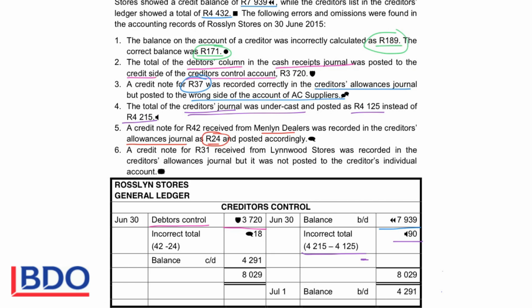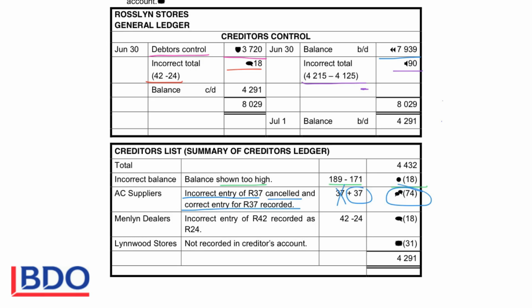This credit note should be recorded on the debit side. It was supposed to be 42, it's only 24, so this amount on the debit side should increase with 18 rand. Then we will also show in the account of Menlyn Dealers that we will subtract the two figures. It was a credit note that was supposed to be recorded on the debit side. It was posted too little, so it means that the creditors account will decrease with 18 rand.